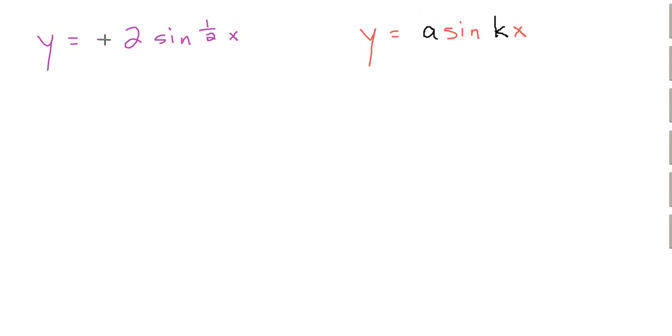Now keep in mind that negative is still going to have a role. That negative in front of the function indicates that the graph is going to reflect over the x-axis. So our amplitude is a +2. That means our graph is going to go up 2, down 2.